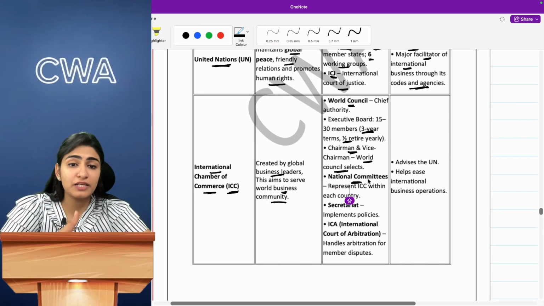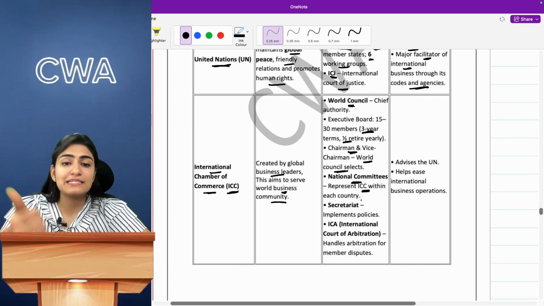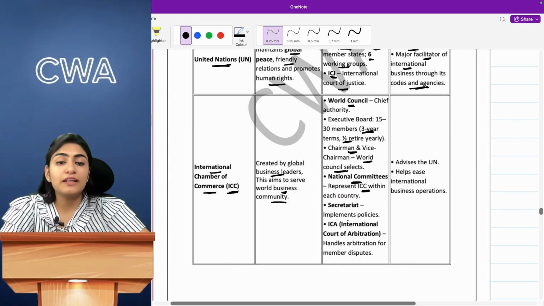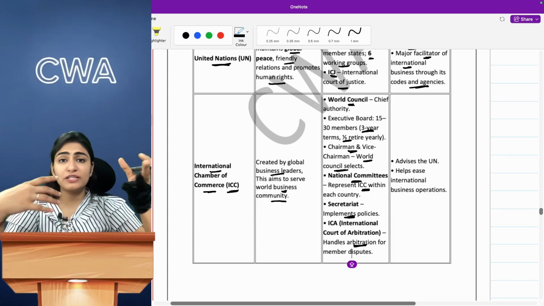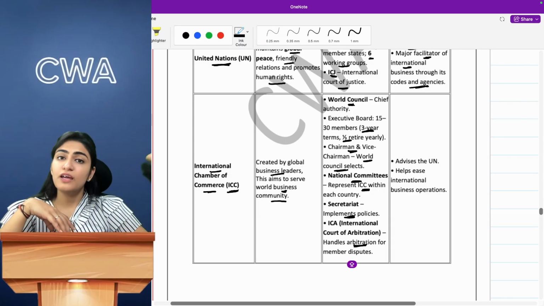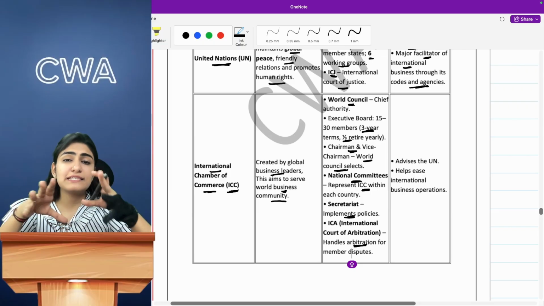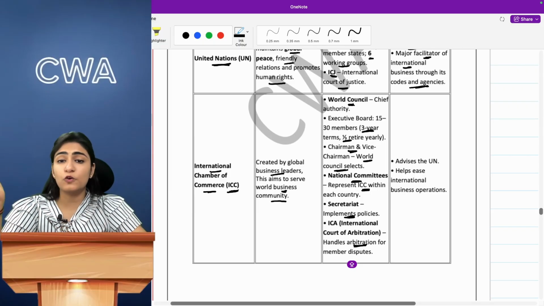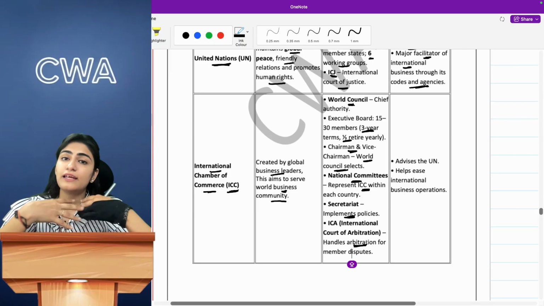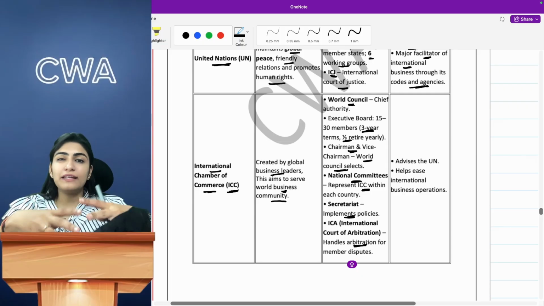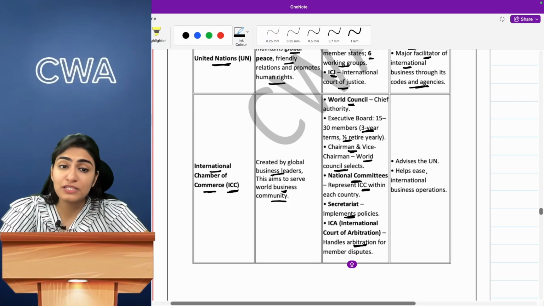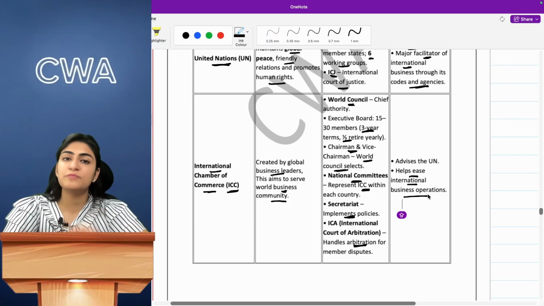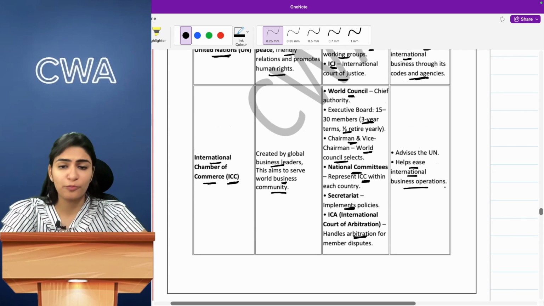It has national committees and it represents ICC within each country, and it implements policies and handles arbitration. What do you mean by arbitration? That we will be discussing in our upcoming lectures. So that is what ICC does. It is basically where global business leaders come together and try to maintain things with their business knowledge, I would say. They advise the UN and they help ease international business operations.